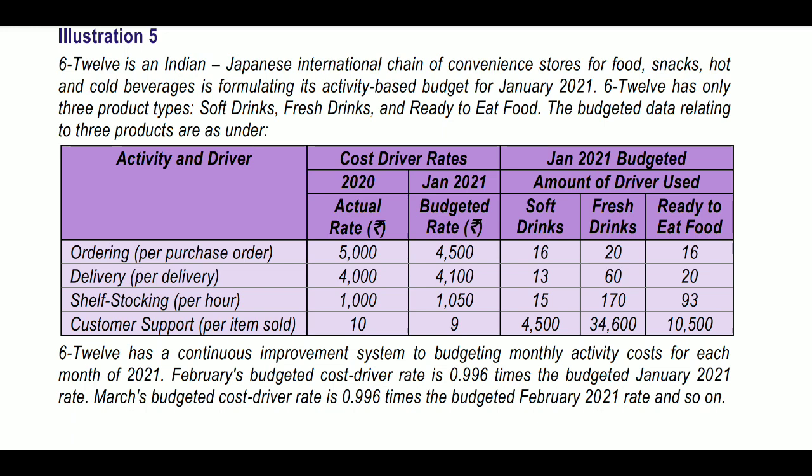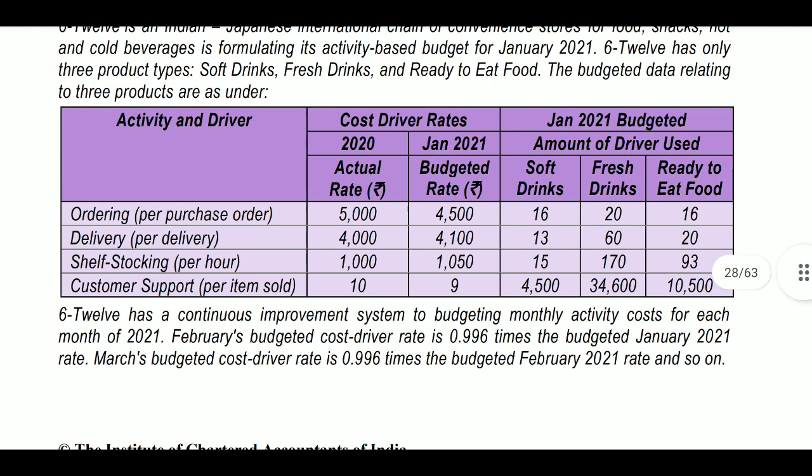Okay, for this we will see the question. What did they provide? First, ordering per purchase order. They provided the actual rate of 5,000, and the budgeted rate was 4,500. We require the budgeted only.